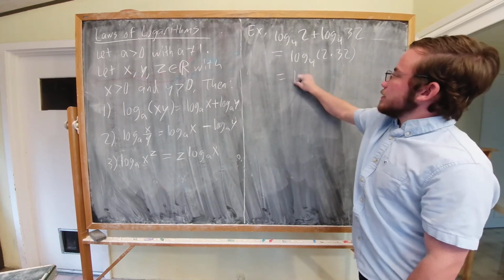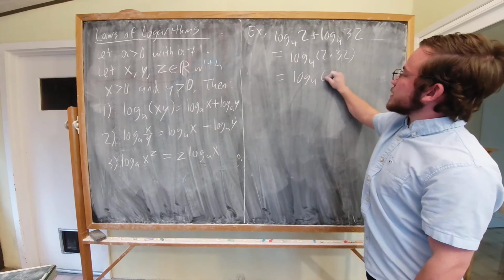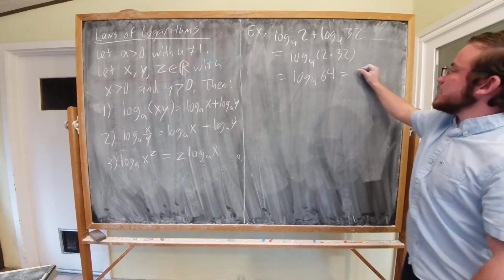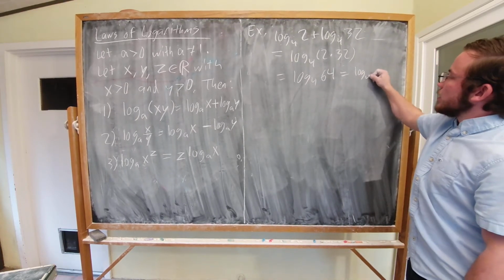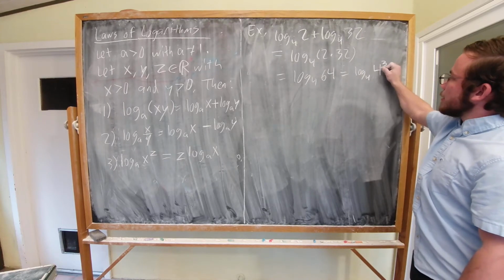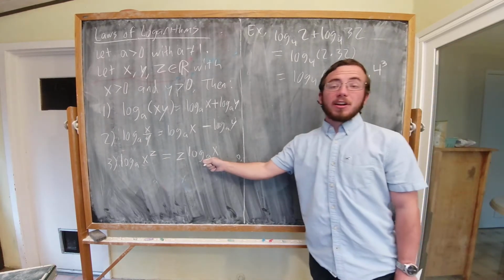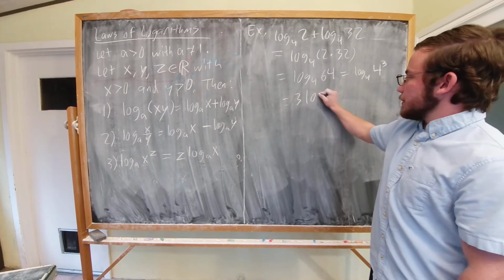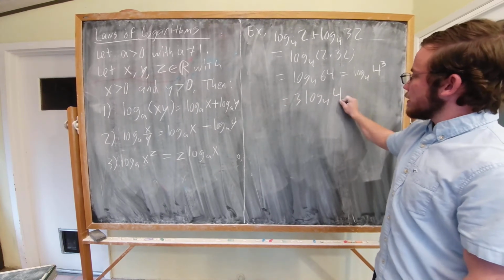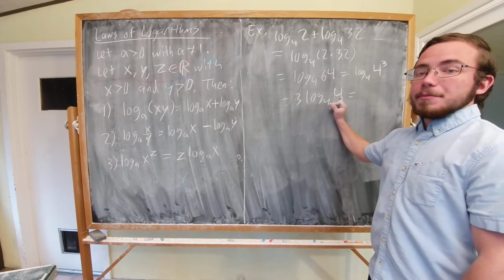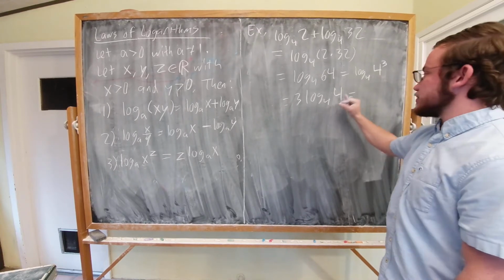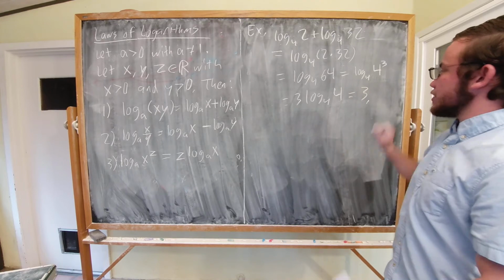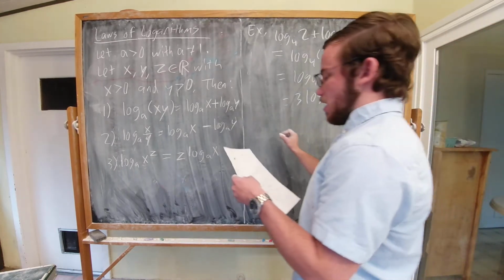All right. That's log base 4 of 64, which is actually 4 to the 3rd power. By log law 3, it's equal to 3 times log base 4 of 4. The base matches what we're trying to evaluate, so that's just 1. This will be 3. All right.